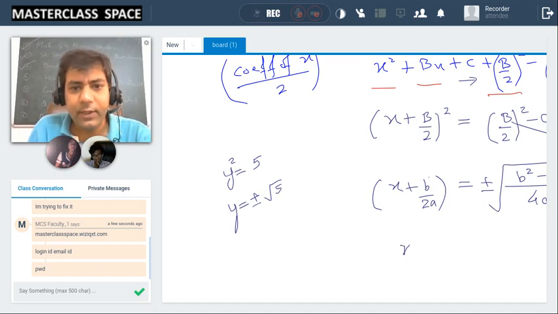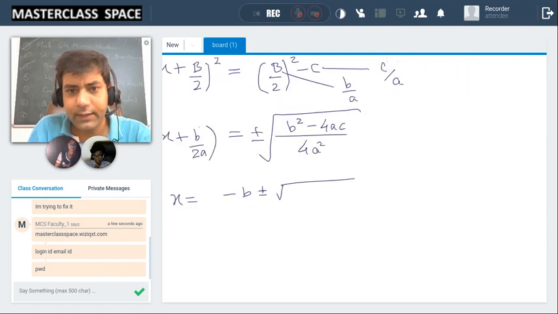Then from here, we get x is equal to minus b, plus minus, under root. I take this minus b by 2a this side, okay? And guys, this 4a square under root is what? It is 2a. Got it? So it is simply addition.